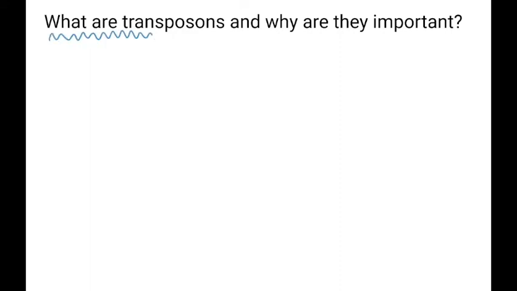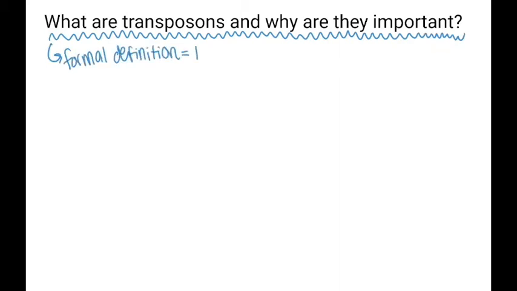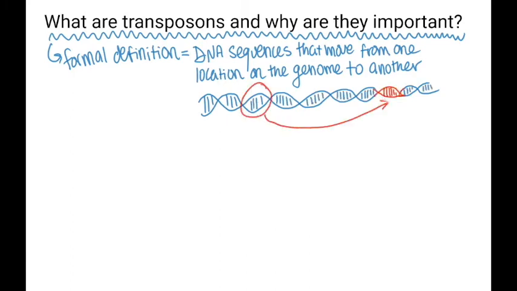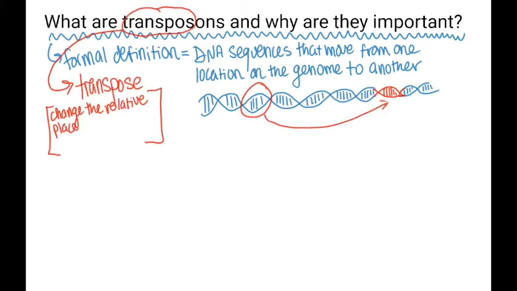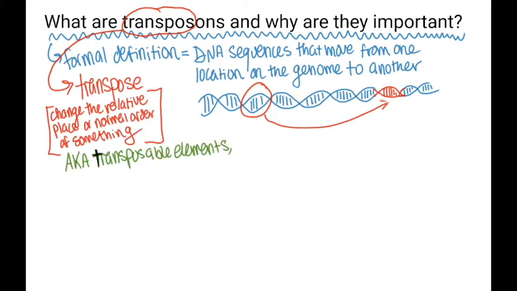Hey guys, so a classmate asked, what are transposons and why are they important? The formal definition of transposons is that they are DNA sequences that move from one location on the genome to another. The verb transpose can be derived from this name, which means to change the relative place or normal order of something, with transposons also being called transposable elements, TE, or jumping genes.